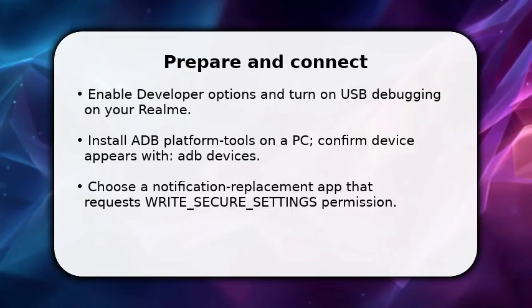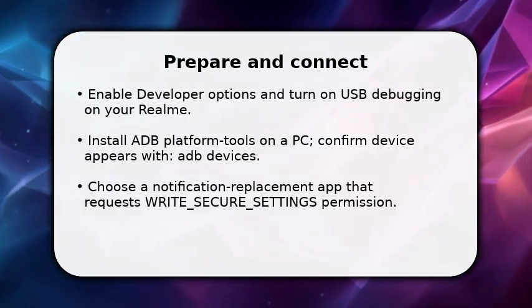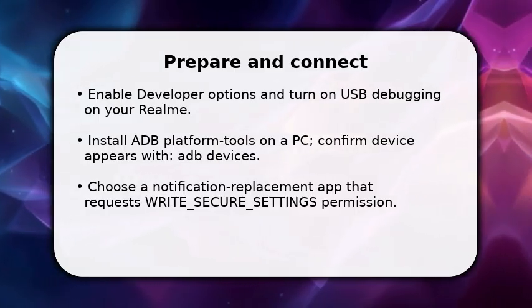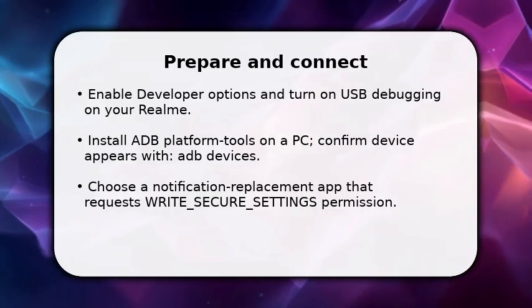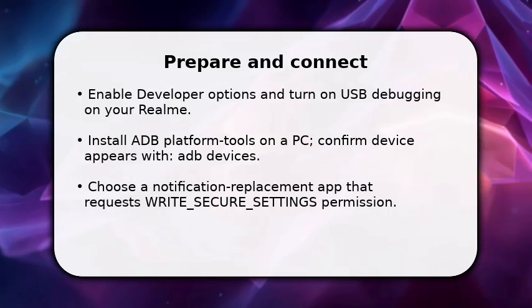You start by preparing the phone and PC. Enable developer options and USB debugging so your computer can talk to the device. Once done, install ADB platform tools and connect the Realme. Run adb devices to confirm the bridge is active.